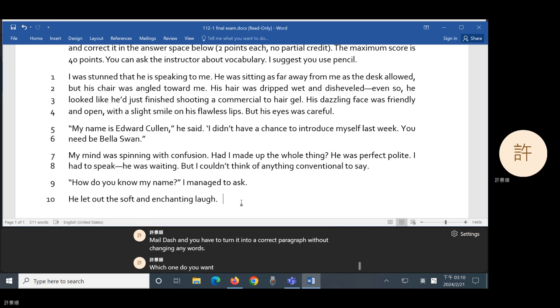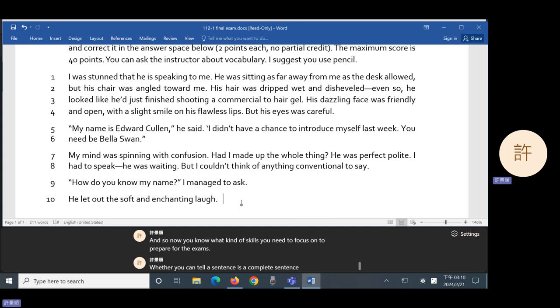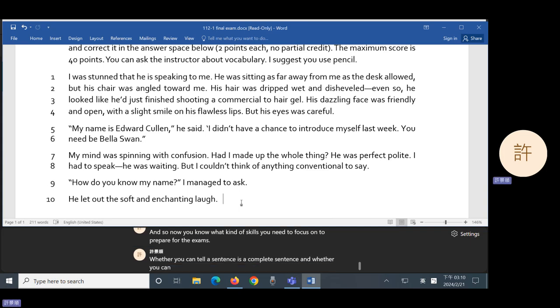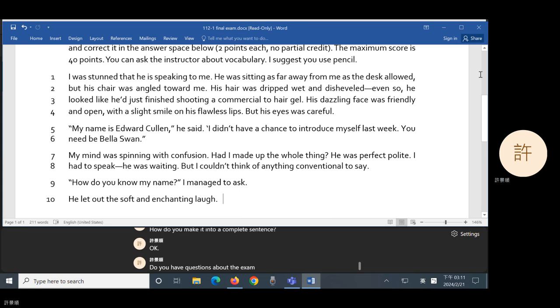Which one do you want? You can tell me after class because I'm still trying to decide also, but it will be one of those two. And so now you know what kind of skills you need to focus on to prepare for the exams. Whether you can tell a sentence is a complete sentence, and whether you can combine sentences correctly. These two skills. Well, you also have to tell if it's not a complete sentence, how do you make it into a complete sentence? Okay, do you have questions about the exam? All right.